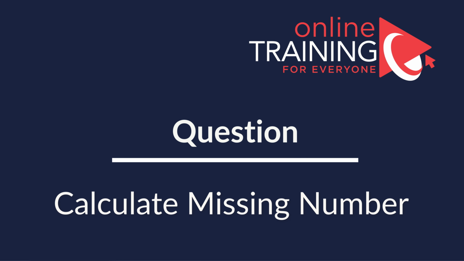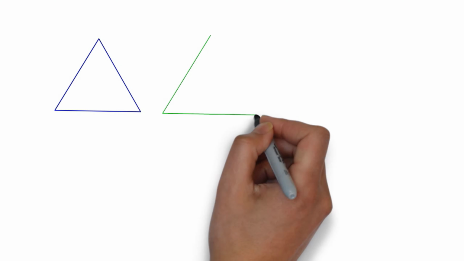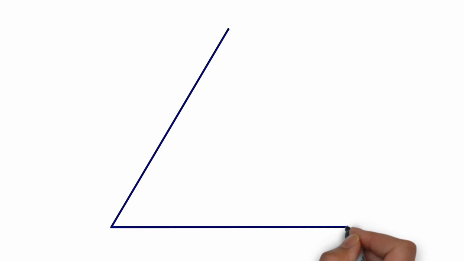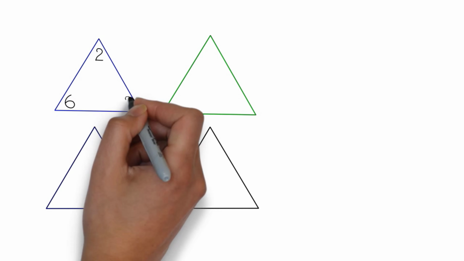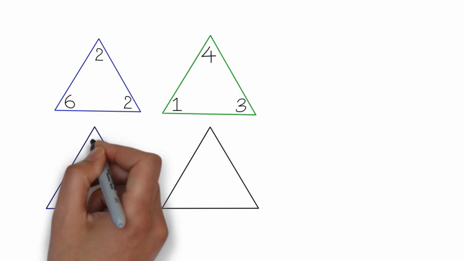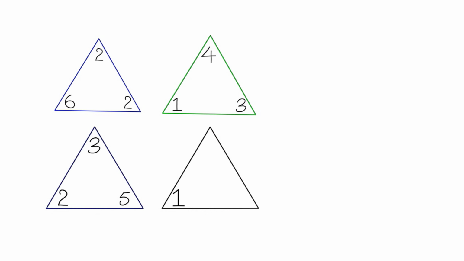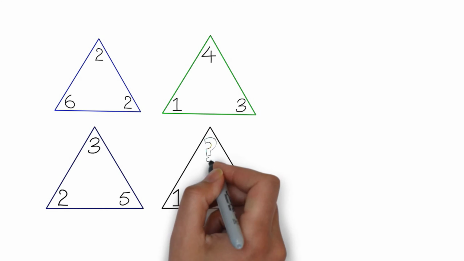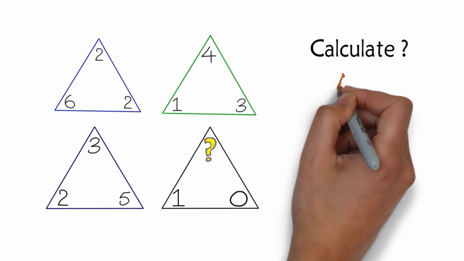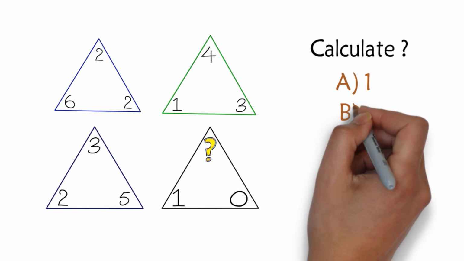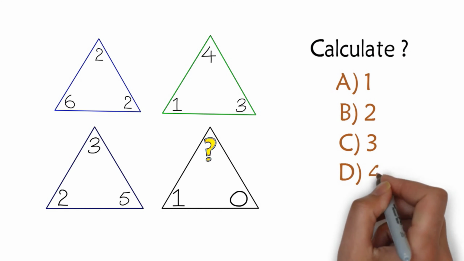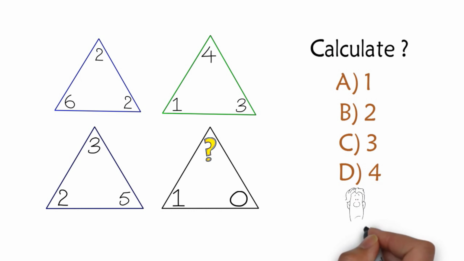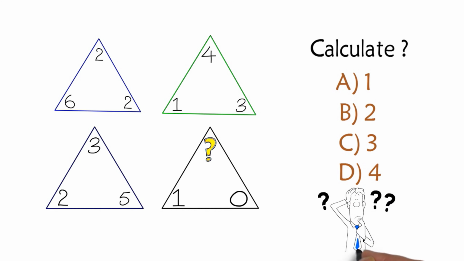Here's another puzzling question you might find difficult to solve. You're presented with 4 triangles. Each triangle has a number in the corner, and you need to calculate one of the missing numbers in the upper corner of the black triangle. You have 4 different choices. You have choice A, 1, choice B, 2, choice C, 3, and choice D, 4. Can you determine the answer? Let's continue to see how we can solve this challenge together.